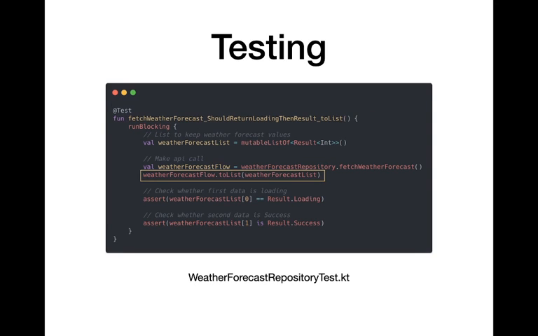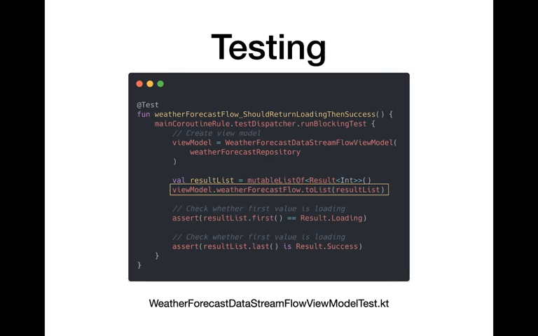We can convert the whole flow to a list, put all the data inside a list, and then check if the first one is loading and the second one is success. So instead of hard coding indexes here, you can also do it like this. You just convert to a list, and you can use the list operators. Every list operator can be used because it's a list. You just convert the flow to a list and use list operators to test the flow. So the first one is loading, and the last one in our case is success. So we have seen how we can test flow too.